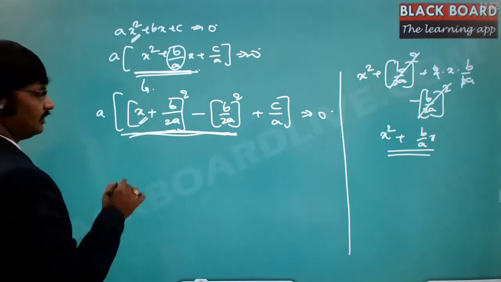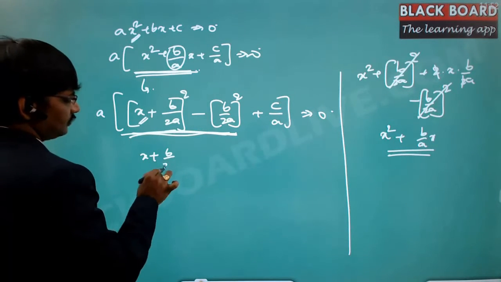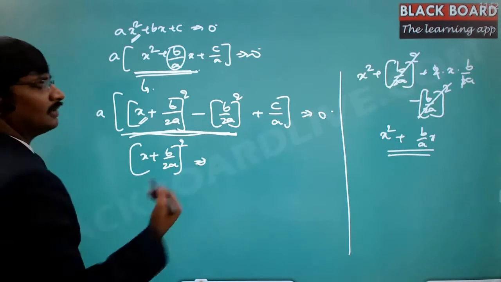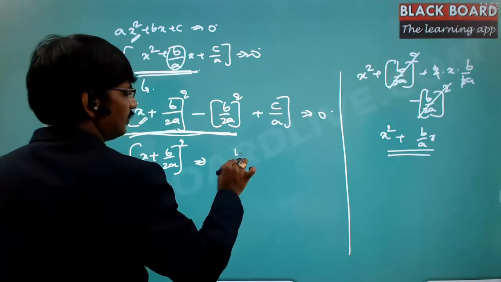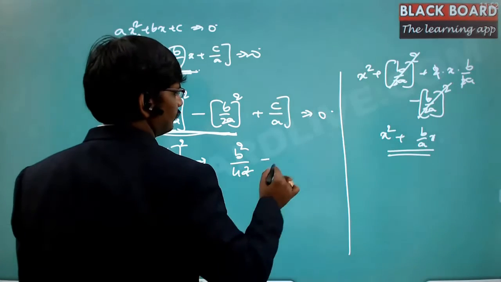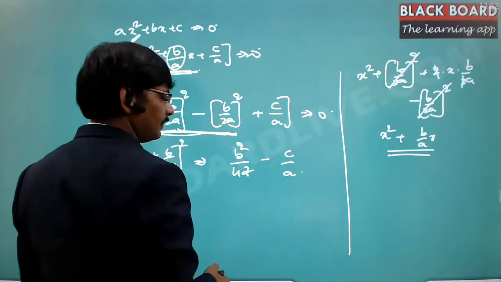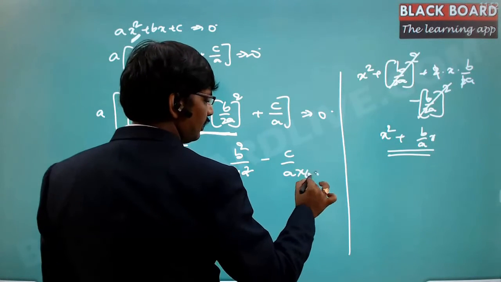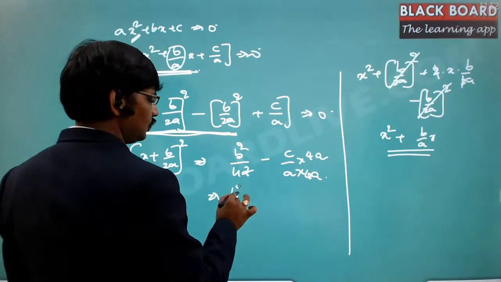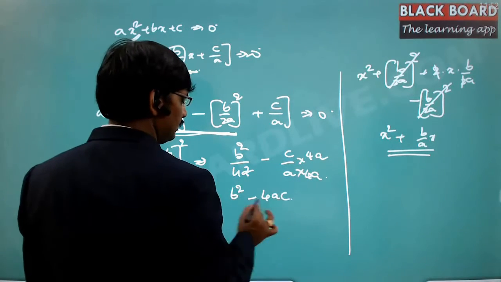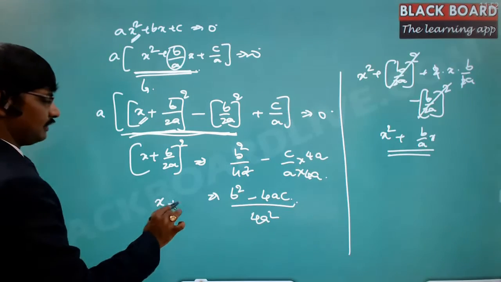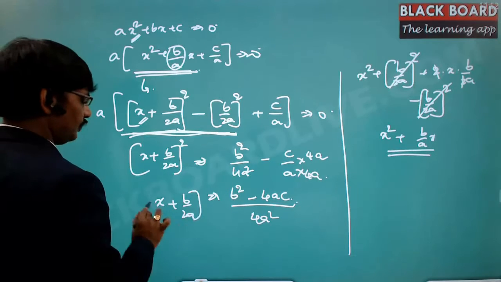Now, after simplifying this, this can be written as x plus b by 2a whole square, so this a will become 0, and this onto the other side, b square by 4a square minus c by a. Now, in the numerator and denominator, I will multiply with 4a. And here, this is b square minus 4ac divided by 4a square. And this value is equal to x plus b by 2a whole square.